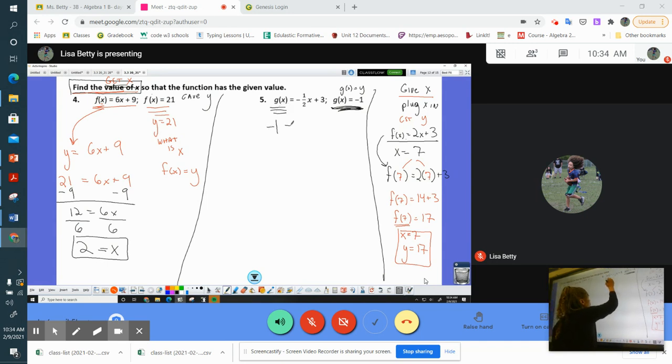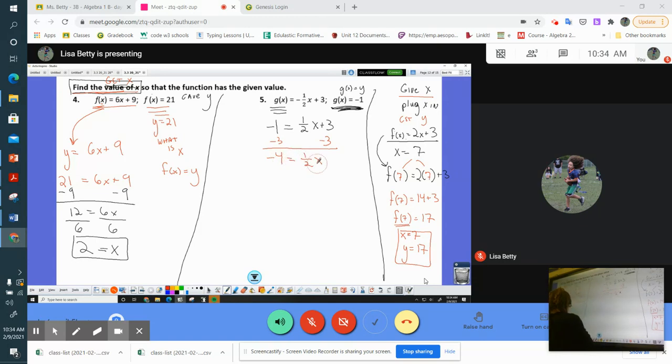And then I'll write the rest of the equation exactly like they wrote it. It's not like plugging in x, different, because I still have an x left over. And then I have to just do math. And I'm going to subtract 3 from both sides. And I'm going to get -4 equals 1/2 x.